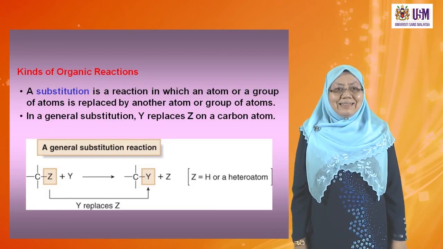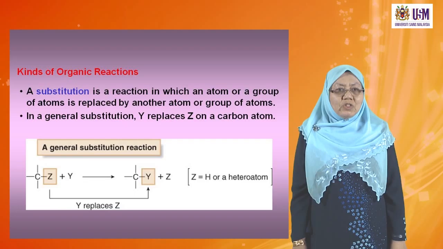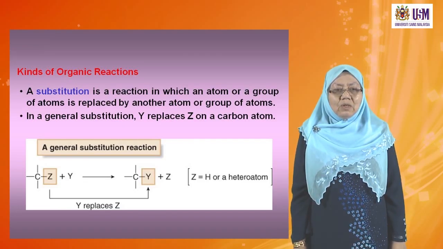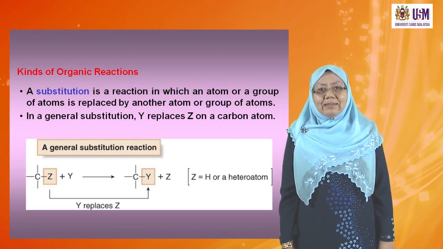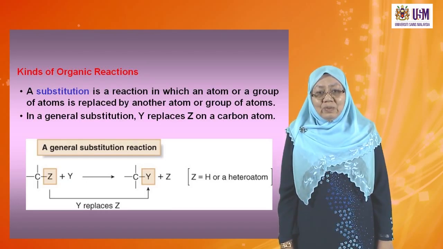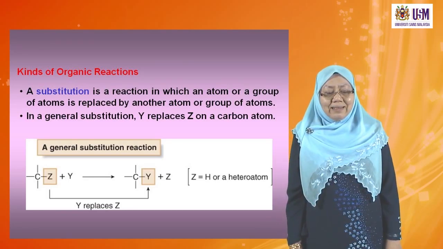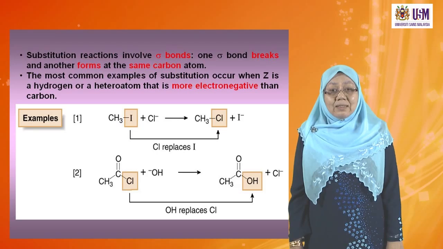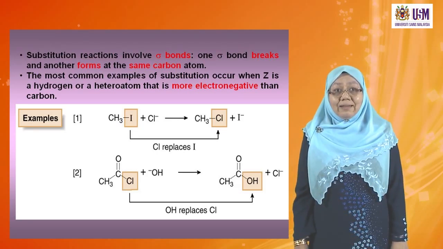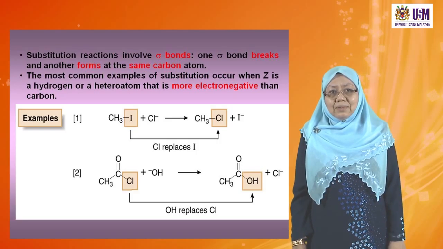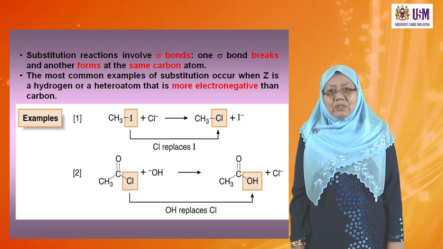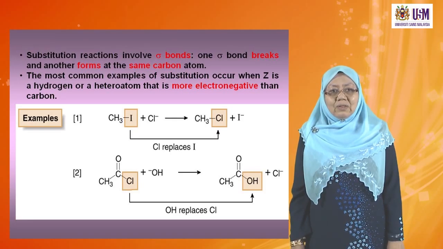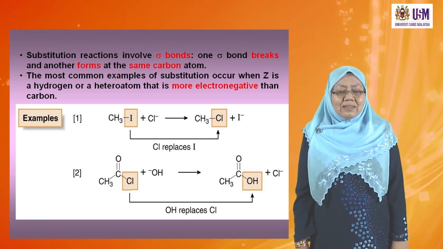Another type of reaction is the substitution reaction. A substitution is a reaction in which an atom or a group of atoms is replaced by another atom or group of atoms. In general, we have Y replacing Z on a carbon atom, as seen in the example given below. Substitution reactions involve sigma bonds. That is, one sigma bond breaks and another forms at the same carbon atom. The most common examples of substitution occur when Z is a hydrogen or a heteroatom that is more electronegative than carbon.